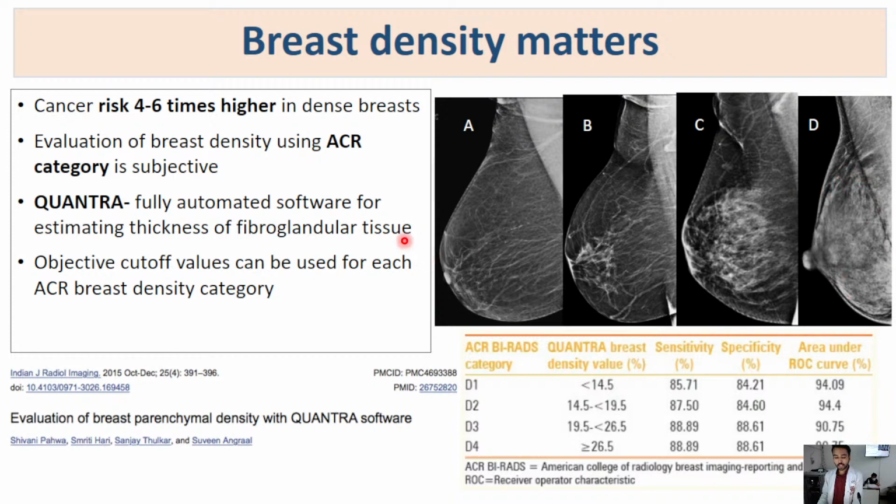There are various software packages that are used to objectively assess the breast density. In a study performed by an institute, it has been shown that these density values can be used to categorize the breast into the ACR categories.